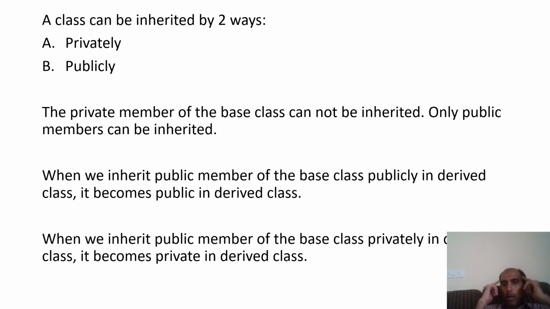So one thing that you have to keep in mind is that whatever is defined inside the class as private can never be inherited. The private member of a class cannot be inherited. Only public members can be inherited. So the first point written is: the private member of the base class cannot be inherited in any case. Only public members can be inherited. Now, public members you can inherit in two ways, either privately or publicly.